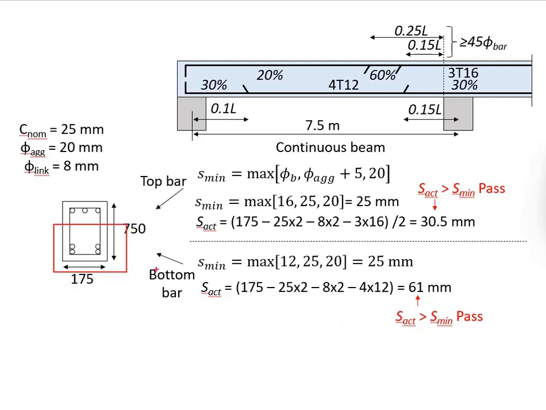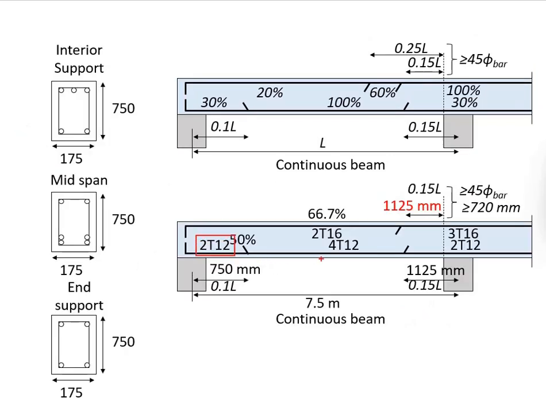Based on the layout of the reinforcement, it is possible for you to reduce the amount of reinforcement. You can curtail the reinforcement here by removing the top two reinforcement bars at these regions. That will give you 2T12 at the support. Something like this.